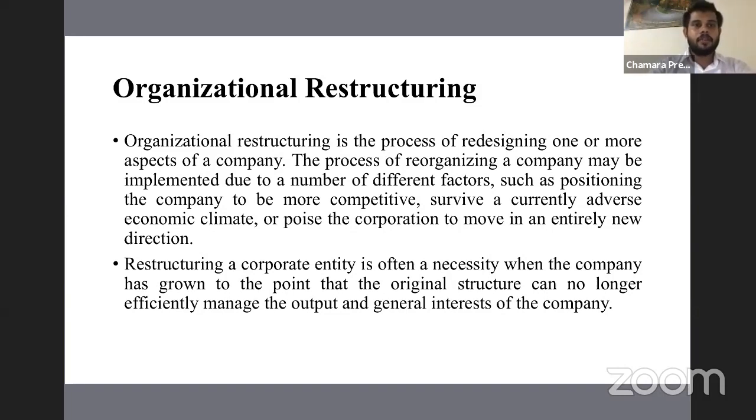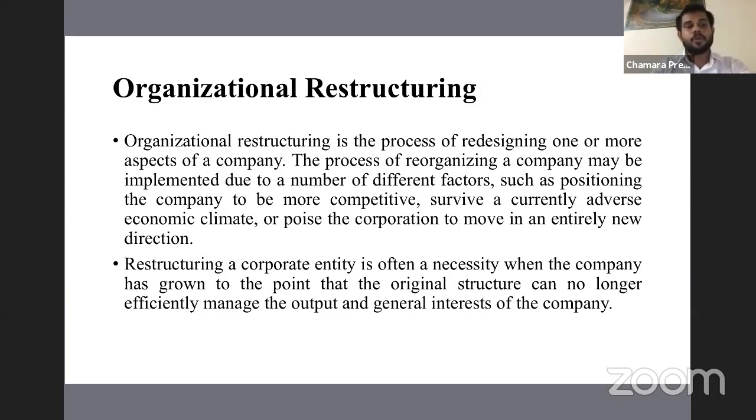The process of reorganizing a company may be implemented due to a number of different factors, such as positioning the company to be more competitive, surviving a currently adverse economic climate, or moving the corporation in an entirely new direction. So restructuring a corporate entity is often a necessity when the company has grown to the point that the original organizational structure can no longer efficiently manage the output and general interest of the company.